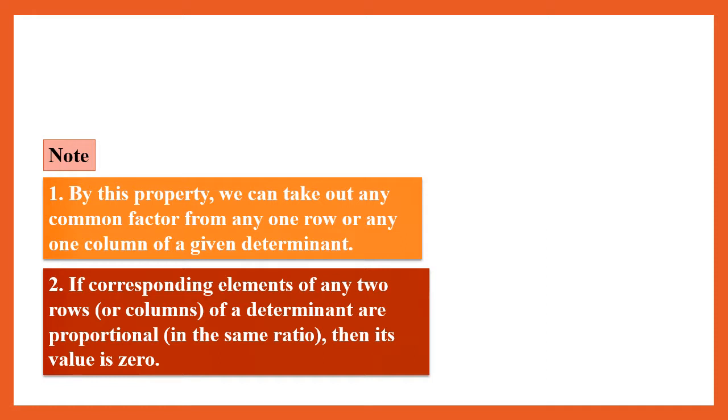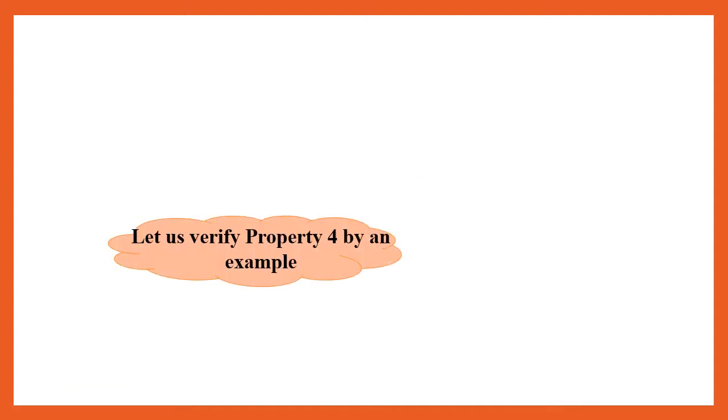Second, if corresponding elements of any two rows of a determinant are proportional, then its value is 0. The second note is according to property 3 and the first note is according to property 4. So let us understand an example.